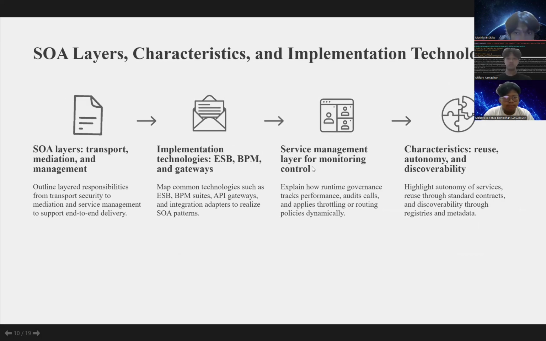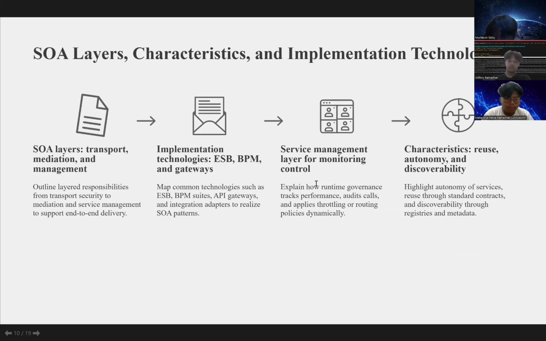Service management layer for monitoring and control. Explain how runtime governance tracks performance, audits calls, and applies throttling or routing policies dynamically. And the last is characteristics: reuse, autonomy, and discoverability. Highlight autonomy of services, reuse through standard contracts, and discoverability through registry and metadata.